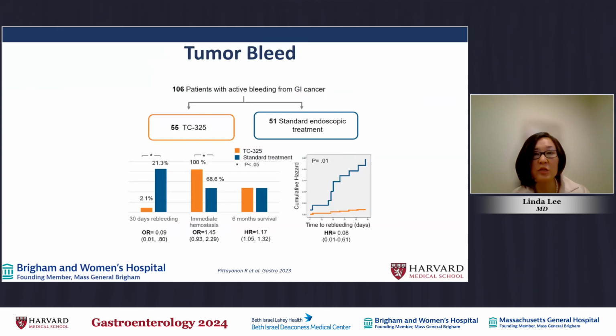Now, as we might expect, it is very helpful for tumor bleeding, for which we've not had great therapy so far. And this was a recent RCT randomizing patients with active bleeding from a GI cancer to TC325 powder versus standard endoscopic treatment. And you can see here on the bottom left, 30-day rebleeding rate was significantly lower with the hemostatic powder arm.